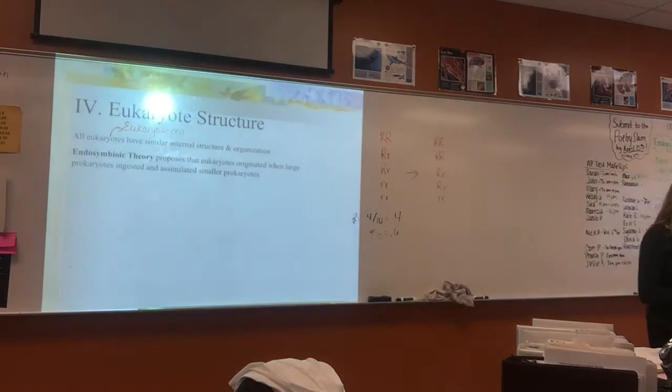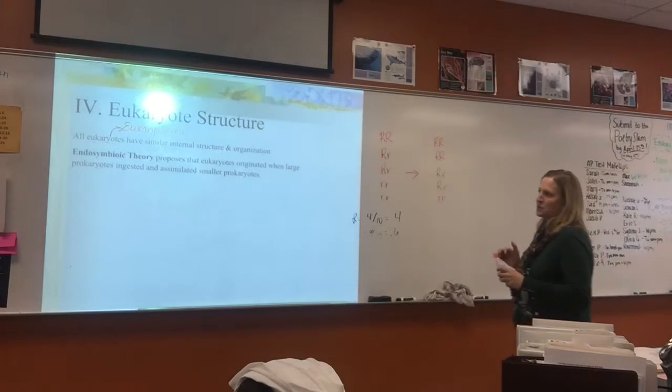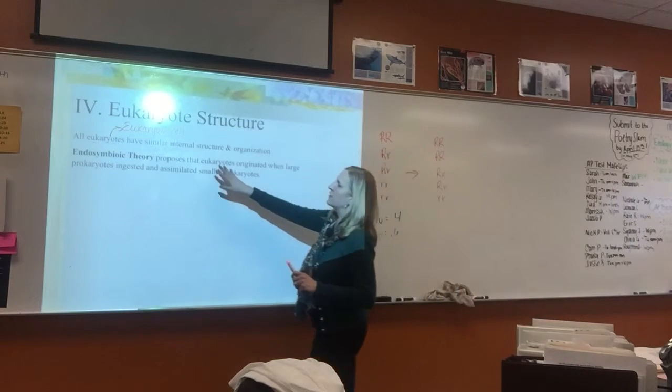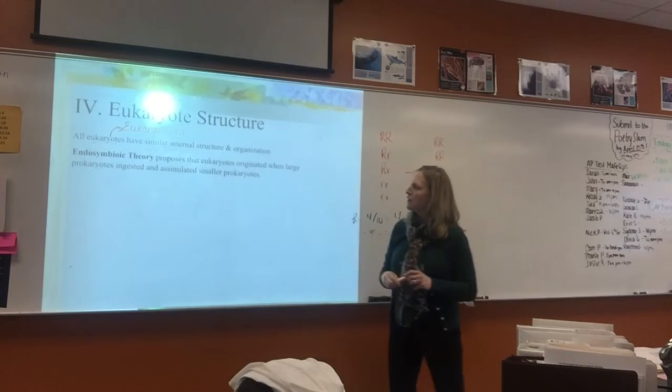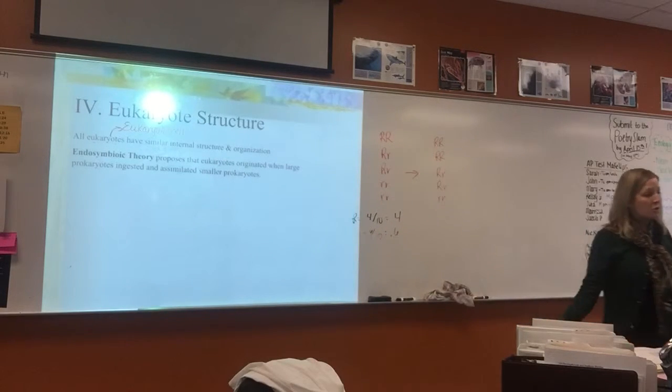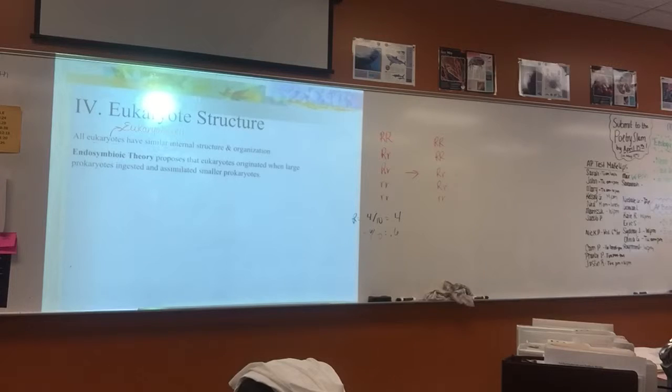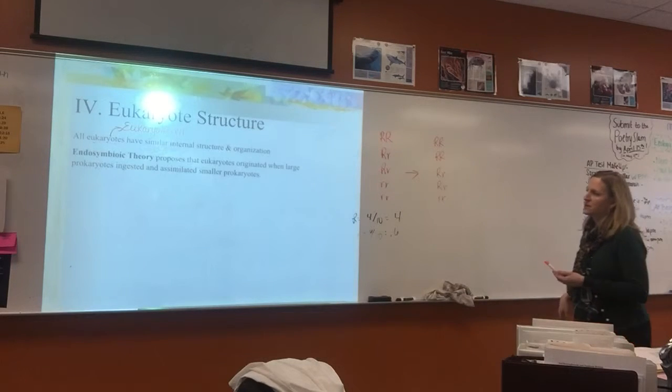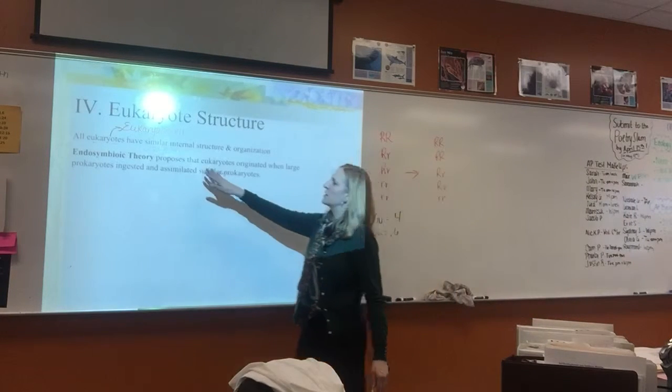Relatedness between different types of cells, though, this is a quick little review of endosymbiosis, or the endosymbiotic theory. It proposes that eukaryotes, remember, originated when larger prokaryotes engulfed smaller prokaryotes, and they became part of the larger cell. That's what the symbiosis means.